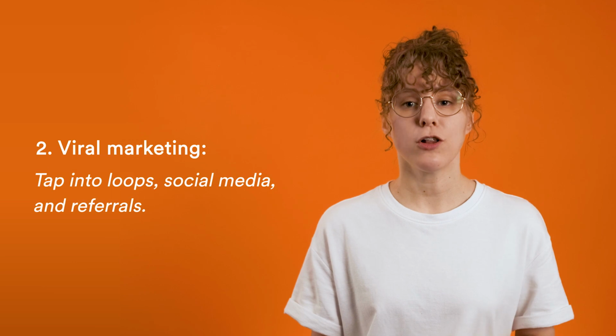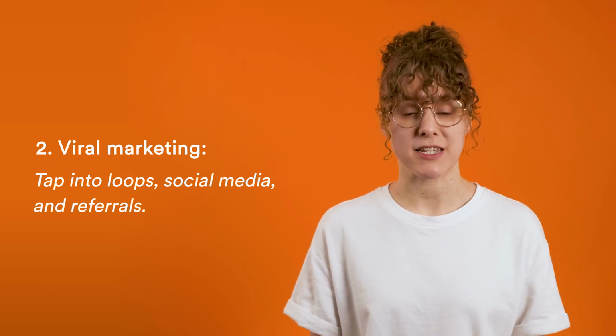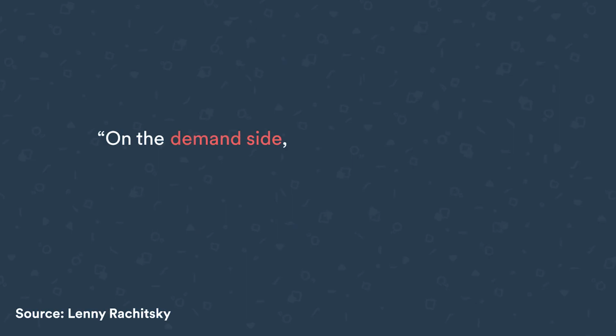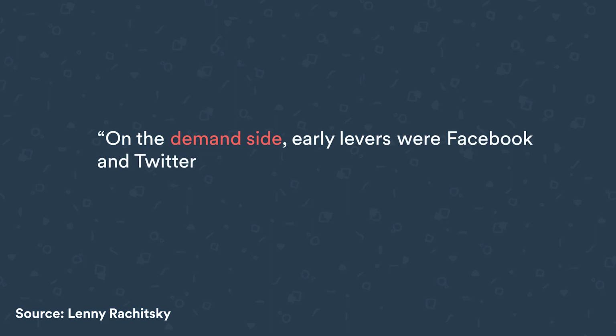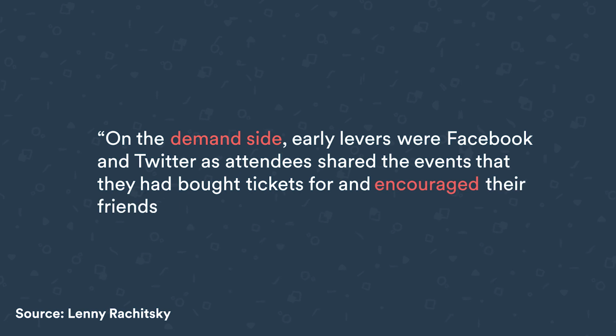2. Viral marketing. This is a style of promotion that relies on your audience sharing your message across social media. Take this example from Tamara Mendelsohn of event marketplace Eventbrite. On the demand side, early levers were Facebook and Twitter as attendees shared the events that they had bought tickets for and encouraged their friends to attend. In a growth loop, those friends would recommend events to their friends, and so on.